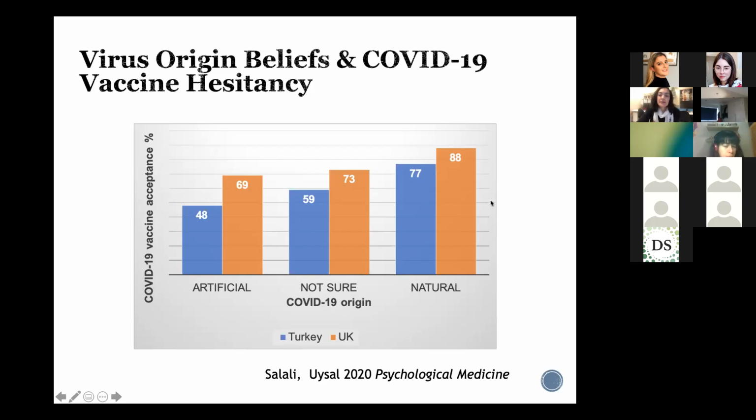And you see that among people who believed in the natural origin, the proportion is quite high. Whereas when you look at people who believe in the artificial origin, only 48% in Turkey were willing to vaccinate for a COVID-19 vaccine, and only 69% in the UK. And as you can see, overall, vaccine hesitancy is higher in Turkey.